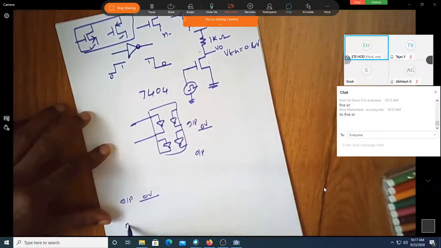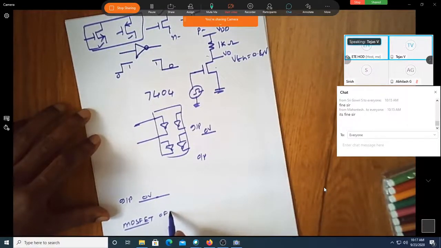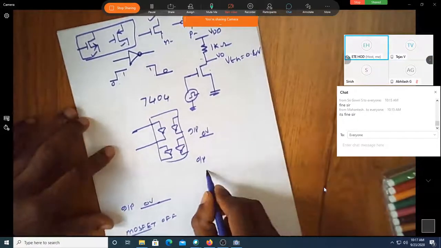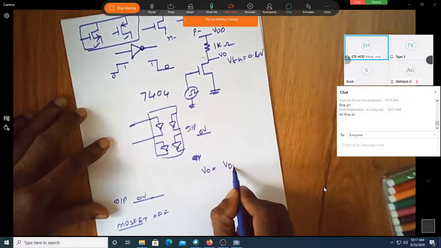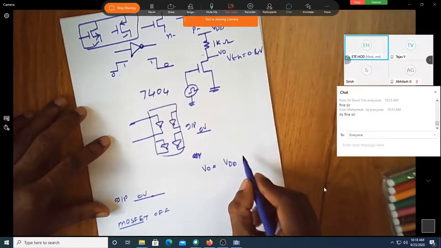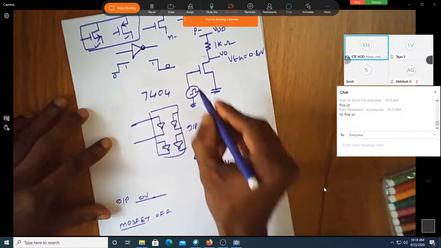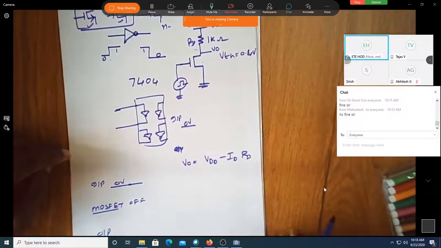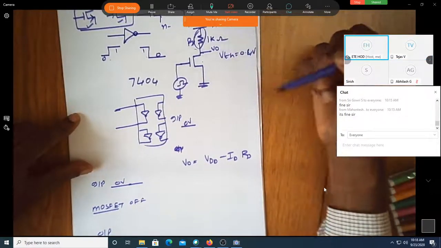So what is the MOSFET condition? Is it on or off? Off. It is off. So if MOSFET is off, what is the output? So what is output now? Can I write what is output? V0 is equal to, shall I say VDD minus ID into RD as my output? Correct? The voltage at this point is nothing but VDD minus the drop.